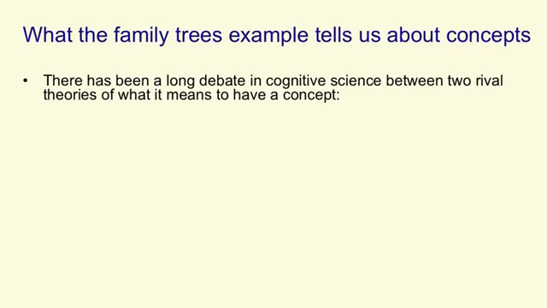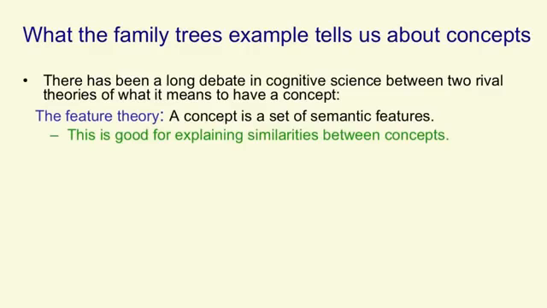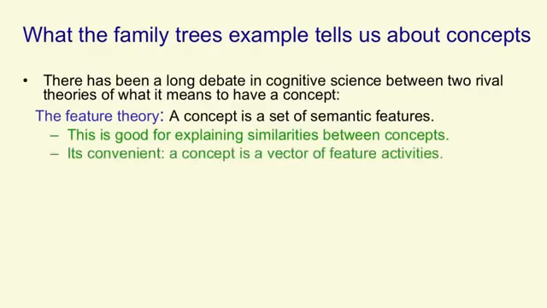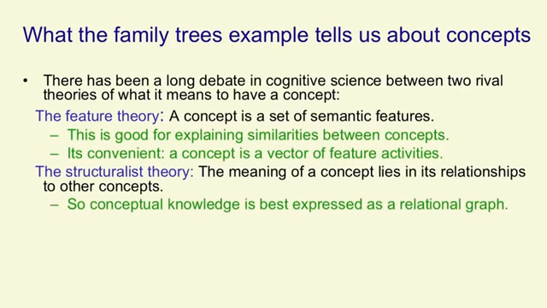There's been a long debate between two rival theories of what it means to have a concept. The feature theory says a concept is a big set of semantic features. This is good for explaining similarities between concepts, and it's convenient for things like machine learning because we like to deal with vectors of activities. The structuralist theory says that the meaning of a concept lies in its relationships to other concepts. So conceptual knowledge is best expressed not as a big vector, but as a relational graph.